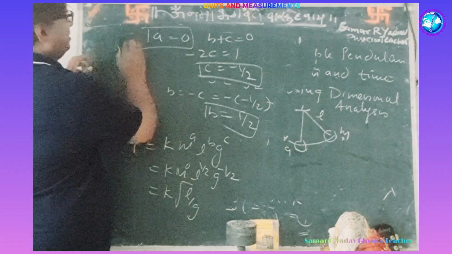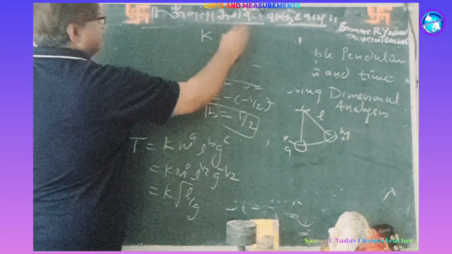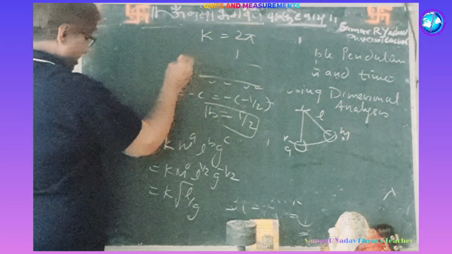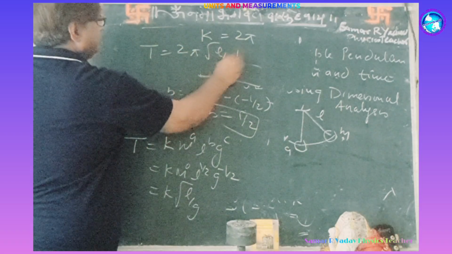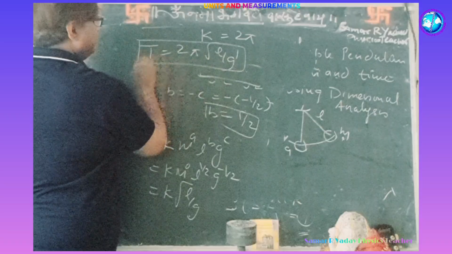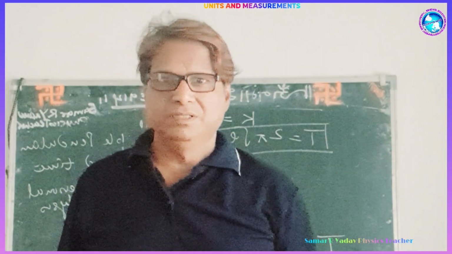Now experimentally the value of k is 2 pi, so we can get T is equal to 2 pi under root L upon g. So this is the required equation. This is the way to understand this numerical.